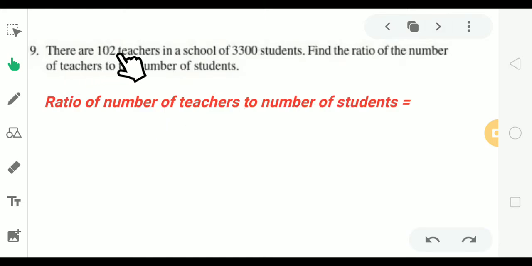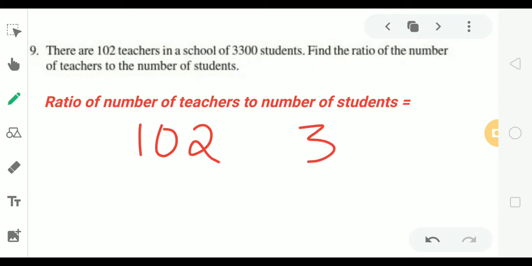There are 102 teachers in a school of 3,300 students. Find the ratio of the number of teachers to the number of students. So the order is teachers to the students. So there are 102 teachers and 3,300 students. So the ratio teachers to the students will be 102 is to 3,300.